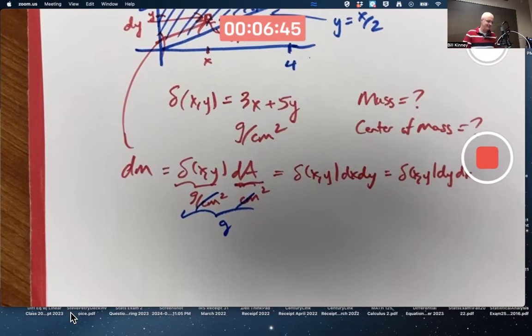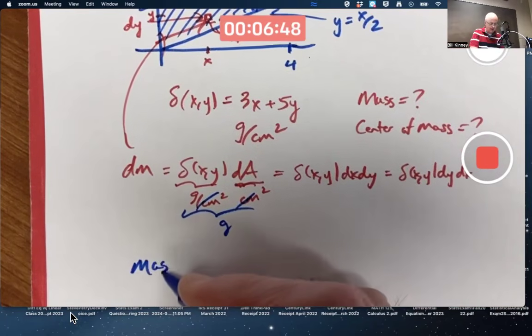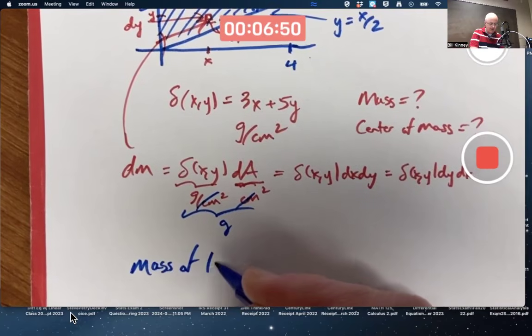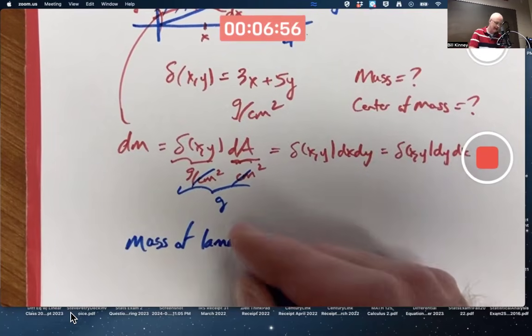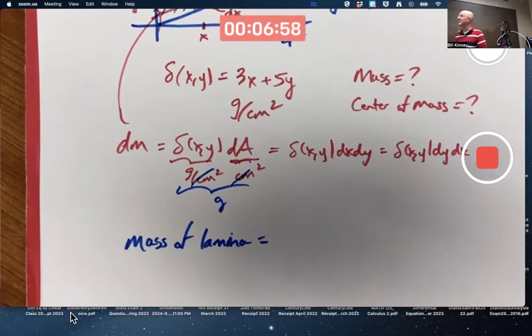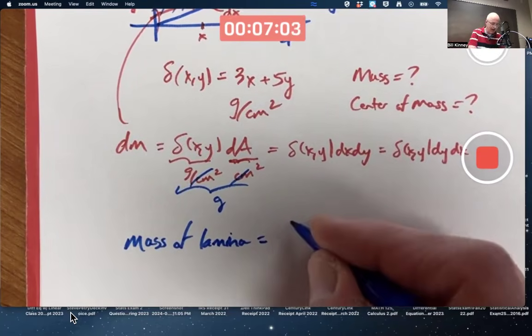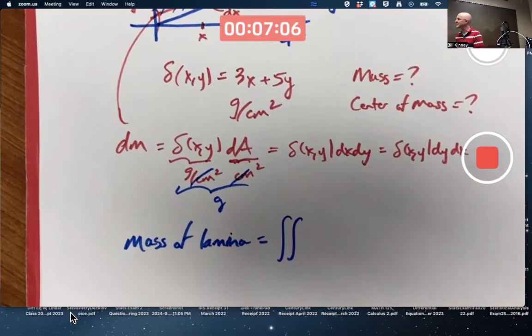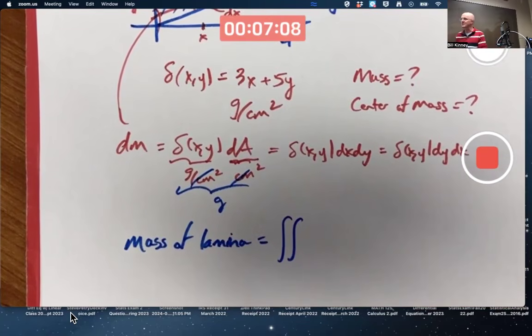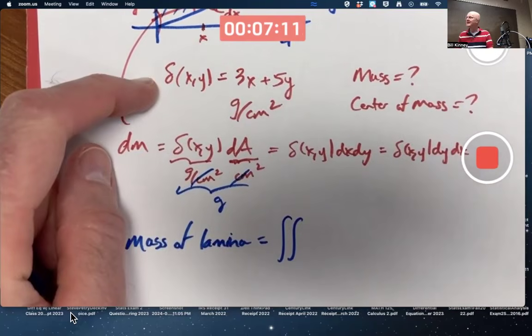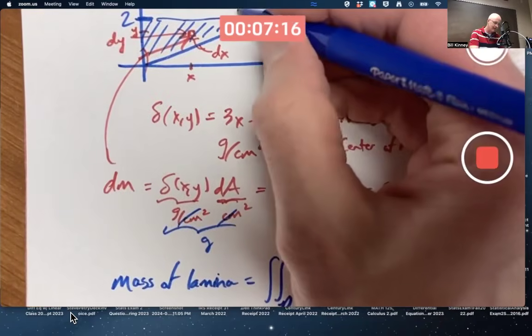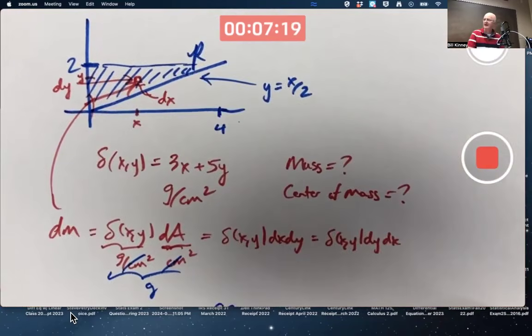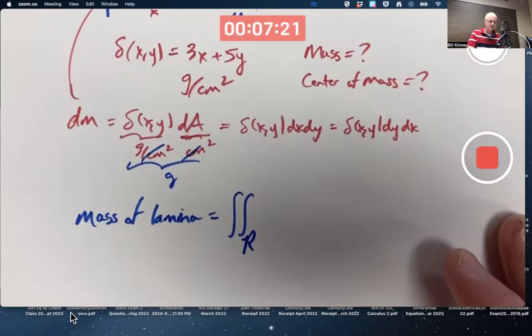The total mass of the thin plate, often called a lamina, what a beautiful word, mass of the lamina, is found by adding up the little tiny infinitesimal masses, where the integral sign represents the adding up. And use a double integral since it's a two-dimensional region with a two-dimensional density function. R is the region itself. Okay, it's a region. It's not a rectangle. It's a triangle, but R stands for region.